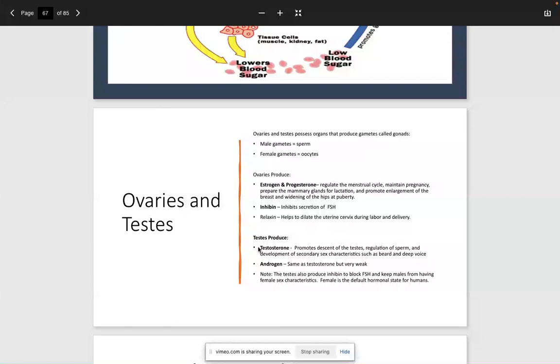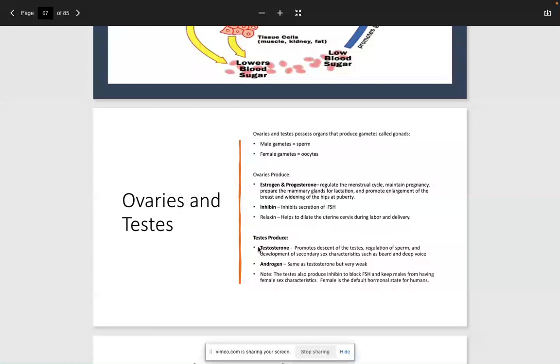Important to know is that testosterone is going to be responsible for all of these things, right? It promotes the descent of the testes. Have you ever heard this terrible term, that the balls have dropped? The testicles have dropped. Well, this essentially means that puberty has happened, right? Testosterone is now present, and this is going to promote descent of the testes.